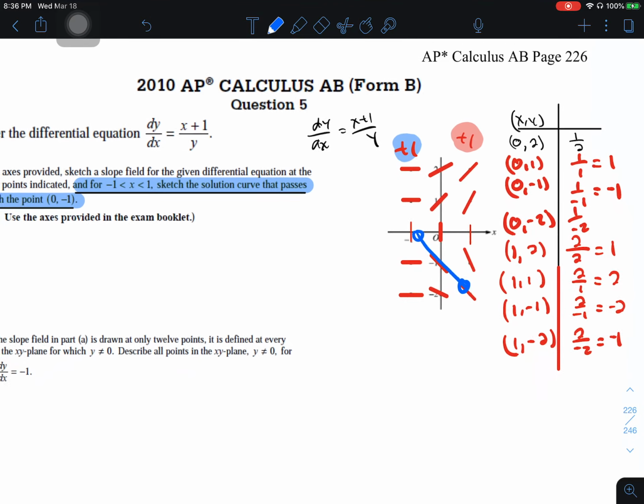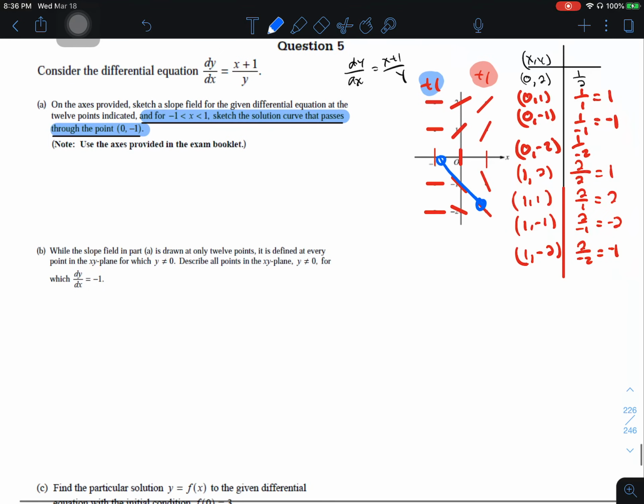All right. Part B. While the slope field in part A is drawn at only 12 points, it is defined at every point in the xy plane as long as y isn't 0. Describe all points in the xy plane as long as y isn't 0 for which dy over dx is -1.